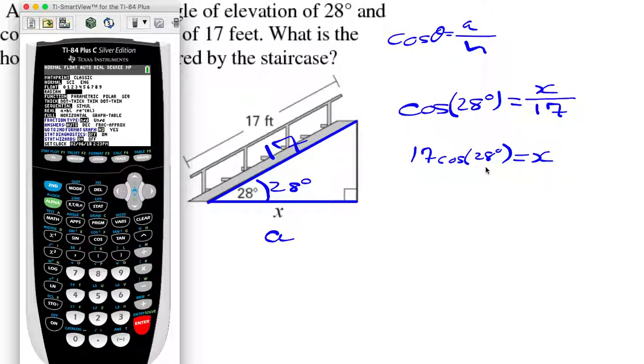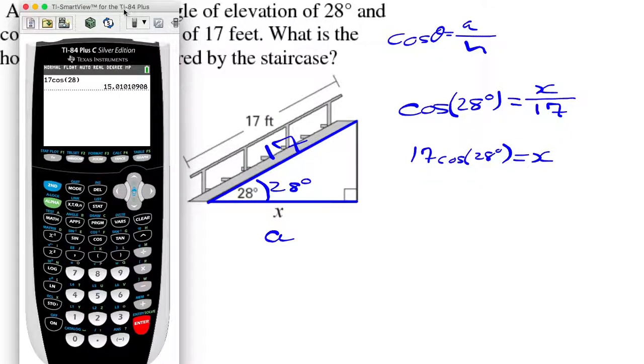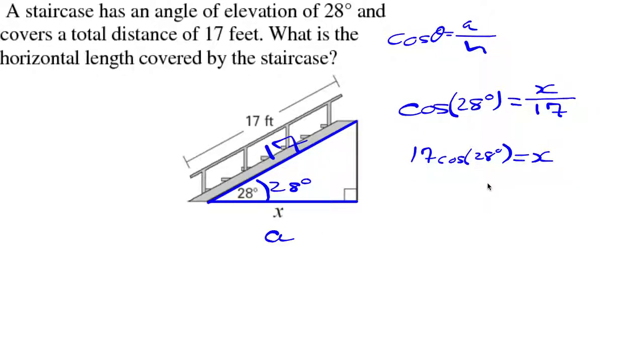You can always tell because this has a degree symbol. So we're going to quit out of this and type in exactly this. We get 17 cosine of 28, and because I told the calculator this is in degree mode, it's going to calculate this in degrees. There we go, I can round this off to 15.01. So that means this is going to be 15.01 feet, and that's my answer.